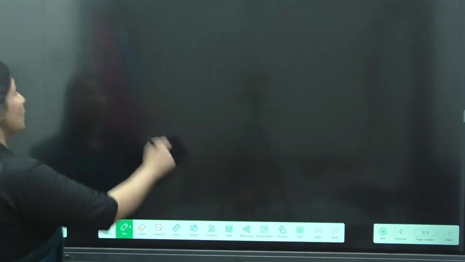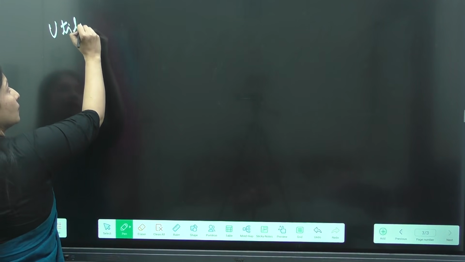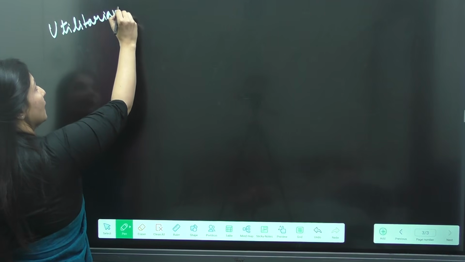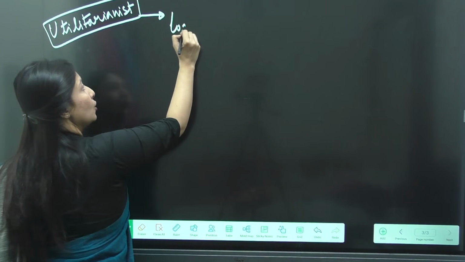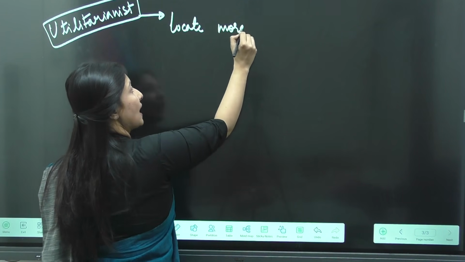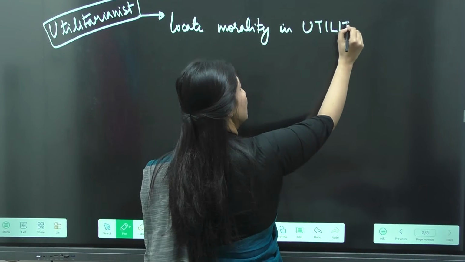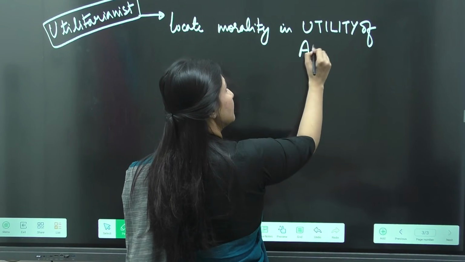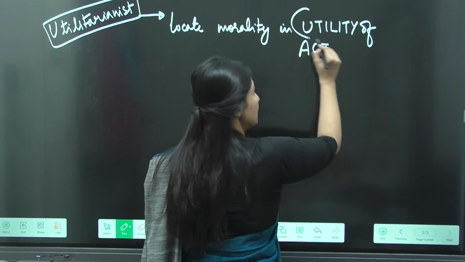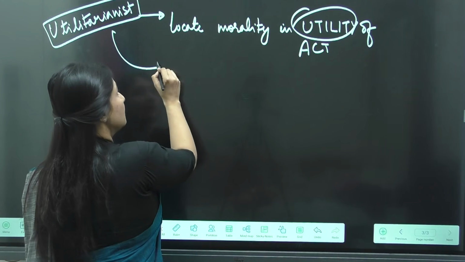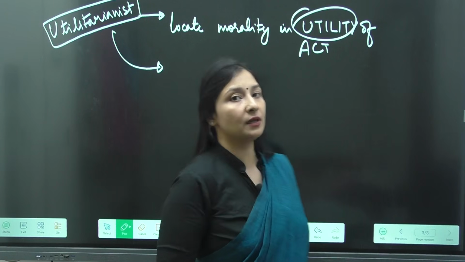But again, within the consequentialists, we are going to see another set of people who are utilitarianists. And these utilitarianists are going to locate morality in the utility of the act done. Is it clear? Now they are going to see any act which is done, it is based on utility, more than efficiency and more than duty.